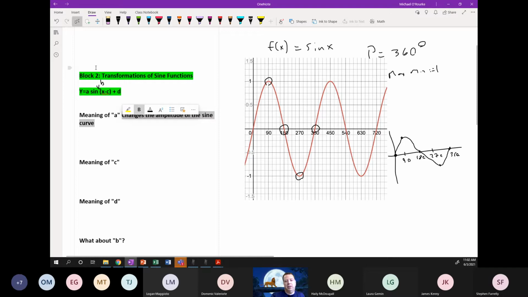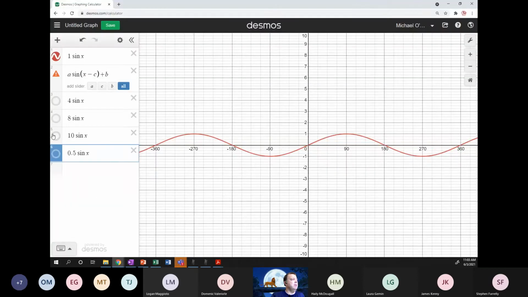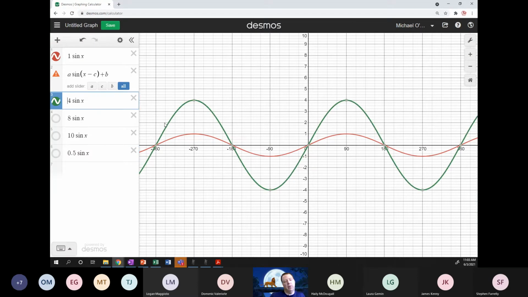So our A value changes the amplitude. So it's going to go up from the axis of symmetry. Wherever we start, it's going to go up and down. Who can make a guess of what's going to happen if I put a negative sign in front of one of these? What would happen if I put a negative sign in front of this 4? Anyone take a wild guess for me? What would happen if I put a negative sign? It would flip upside down.